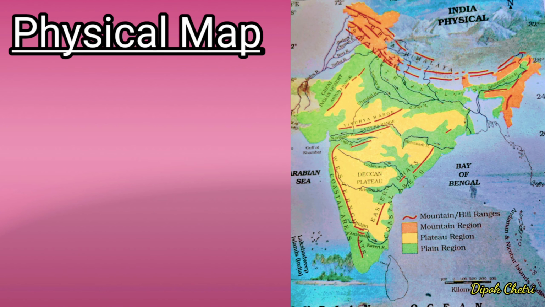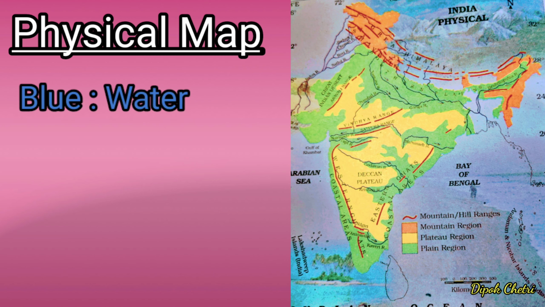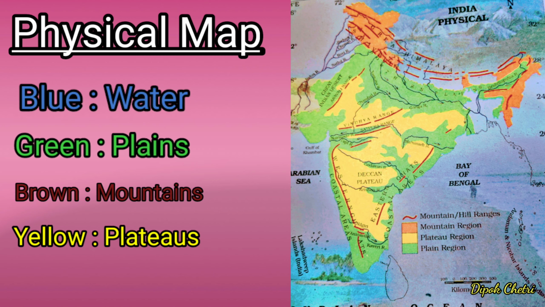The map shown on the screen is a physical map. Here, different colors are used for showing these features. For example, blue for water, green for plains, brown for mountains, yellow for plateaus etc.